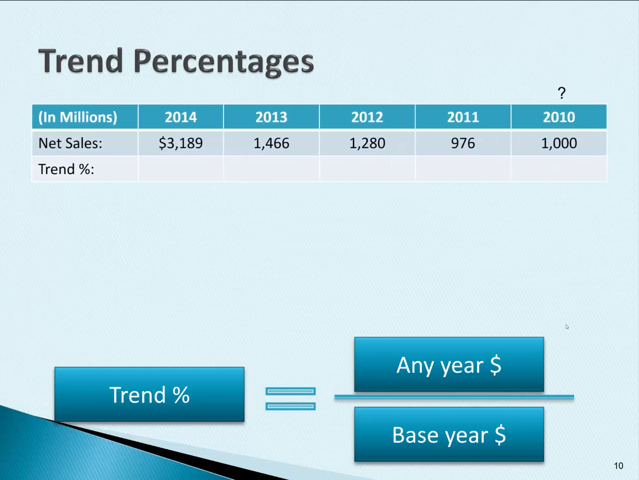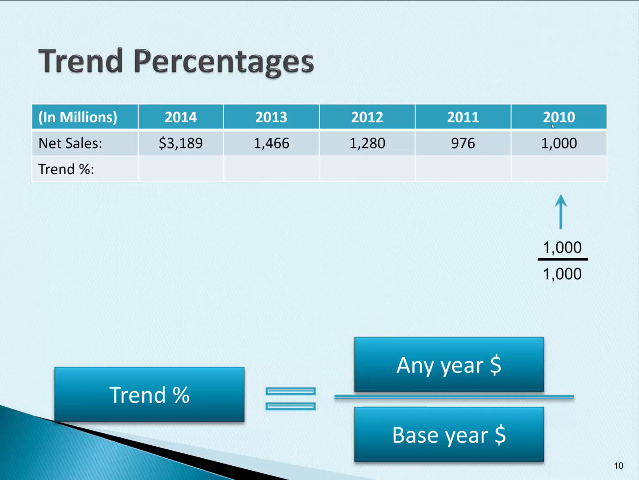So notice we have a horizontal analysis. So we're comparing numbers from left to right. We've got the earliest year, 2010, on the far right, and the most current year, according to this data, is 2014 on the far left. So our base year is always the oldest year. So we're going to set that to equal 100%.